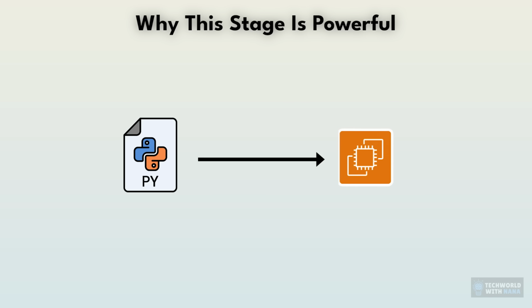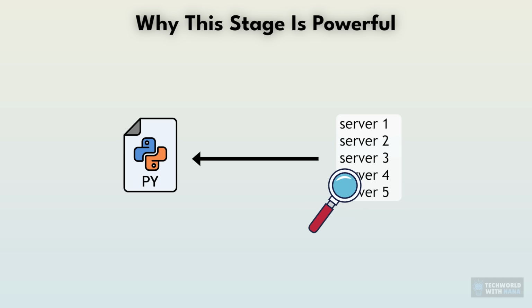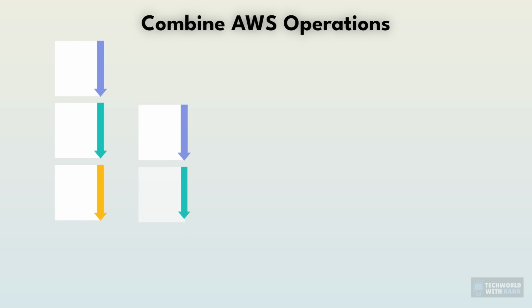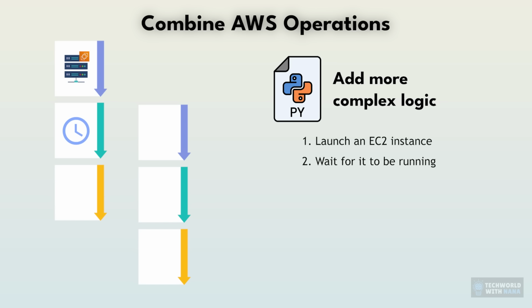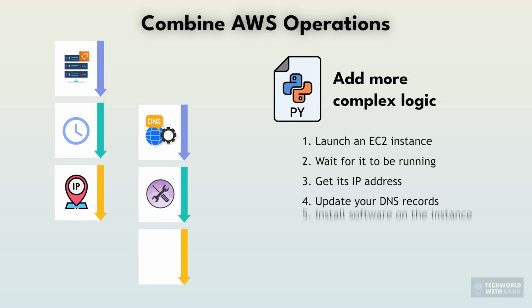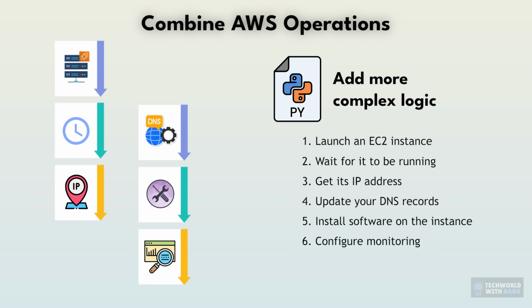You can check if a resource already exists before creating it. You can loop through a list to create multiple resources or handle errors gracefully. You can also chain multiple operations to create more complex workflows. For example, you can say launch an EC2 instance, wait for it to be up and running fully, get its IP address, update your DNS records, install software on the instance, configure monitoring, and so on. Now try doing all that through the console consistently every time.